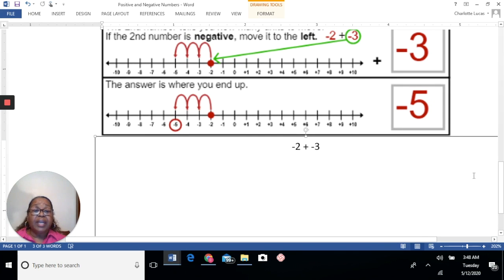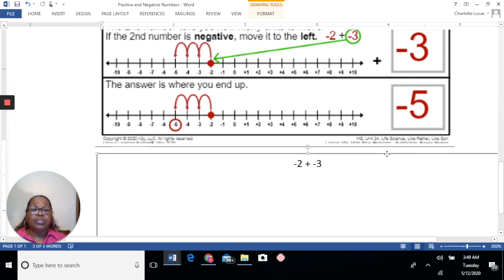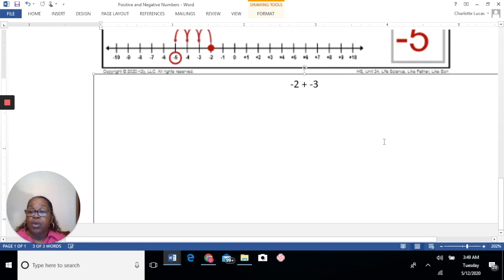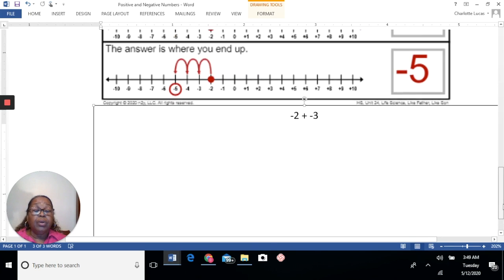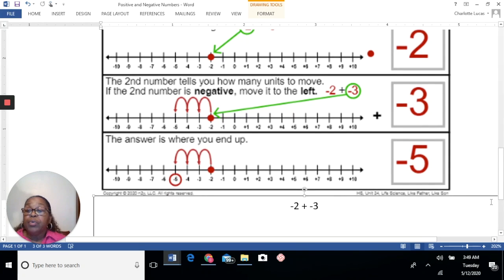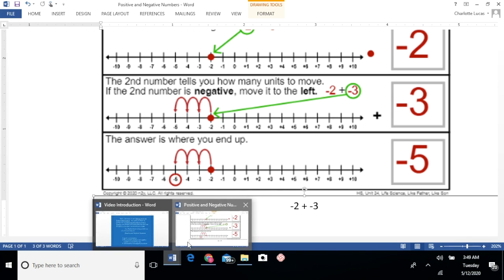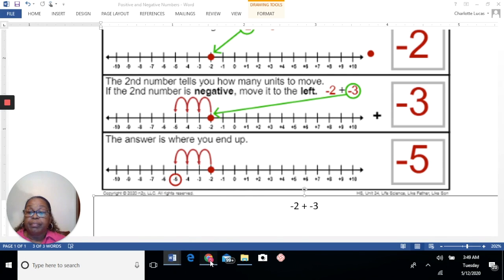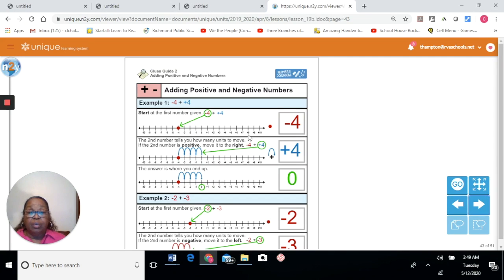So we have a good idea how this works. We know that if we're adding a positive number, we move to the right, and if we're adding a negative number, we move to the left. The first number tells us where to start, and the second number tells us what we're going to add and in which direction it's going to move. Okay, so that was the same as this.